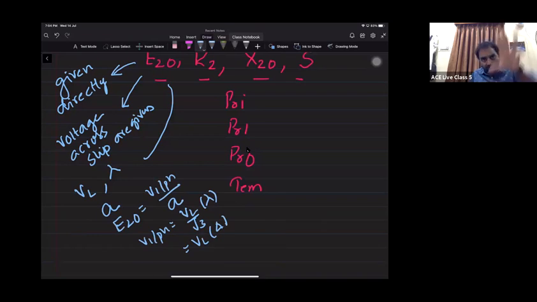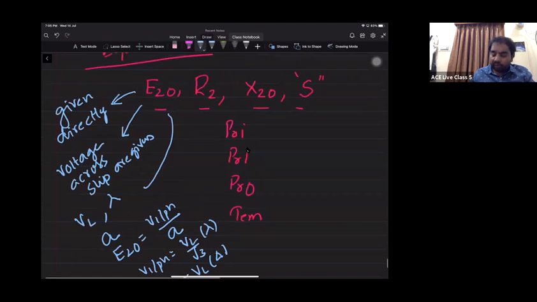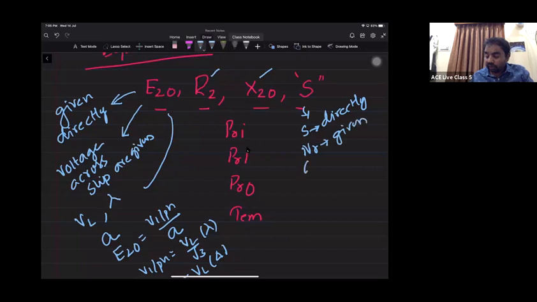So if anyone wants to frame a question, for E2 naught they have to give that E2 naught is this, the voltage across slip ring is this, or the supply voltage is this. So this is the information given for E2 naught. R2 will be given directly, no doubt. X2 naught will be given directly, no doubt. And this S may be given directly, or NR may be given. When NR is given, how to calculate slip? NS minus NR by NS. Then you can calculate all parameters as of now. Is it clear? Confirm me.